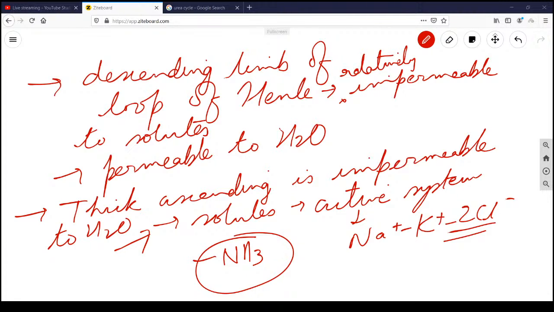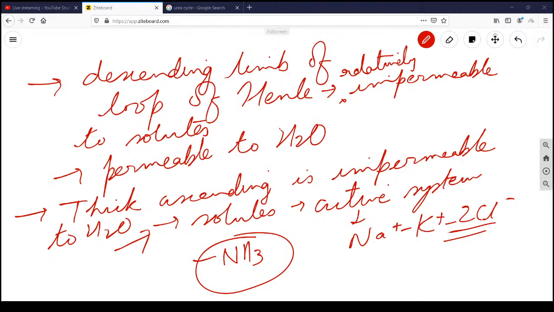Then uremia is a condition which involves a high level of waste products in the blood, like blood urea nitrogen and creatinine. Uremia will lead to kidney damage, but here it is saying no urine formation, that is anuria in the end.